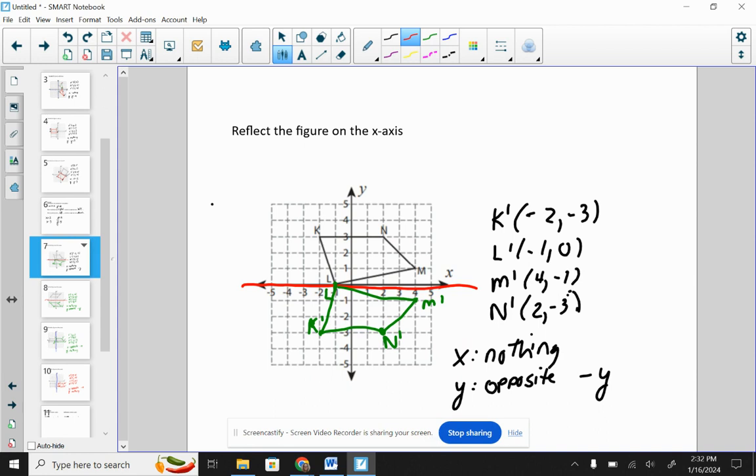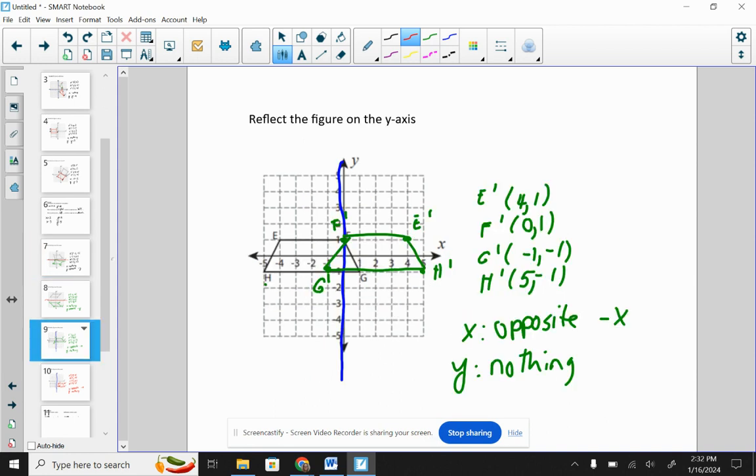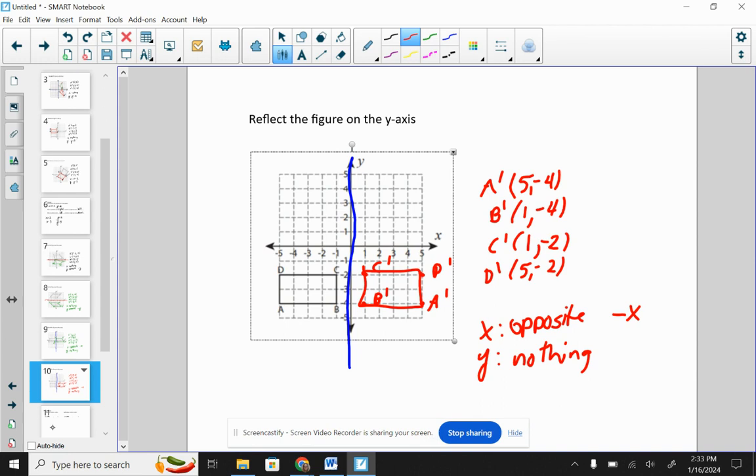A reflection on the x causes the y to change. A reflection on the y causes the x to change. And the way that it changes is it always is the opposite value. Now, this is for on the x or y axis. It's slightly different if there's different lines of reflection. For our purposes, we're just looking at the x and y axis, but you can have other lines of reflection.